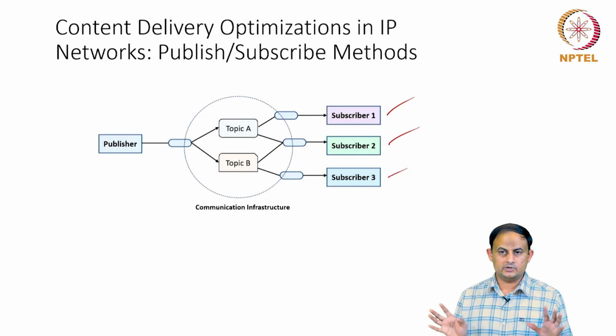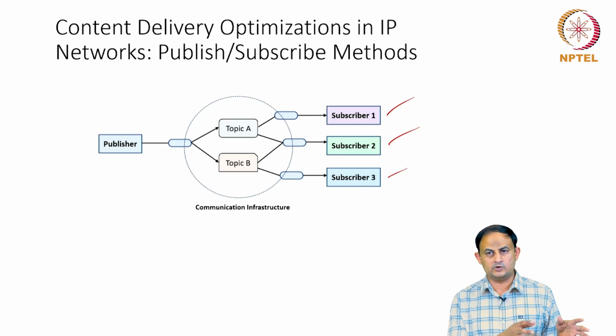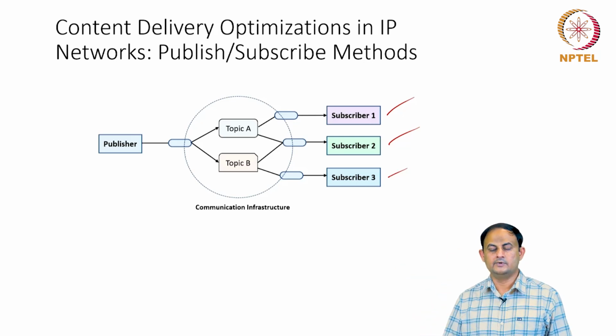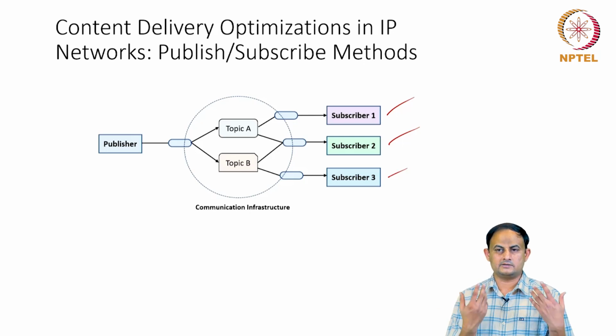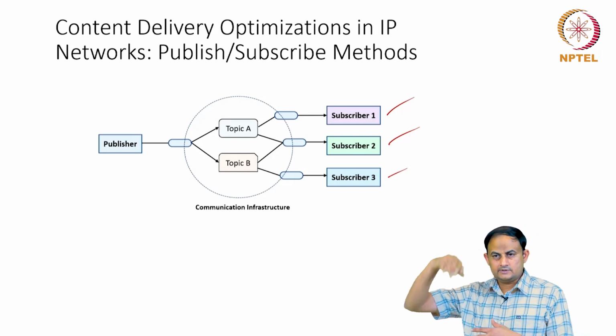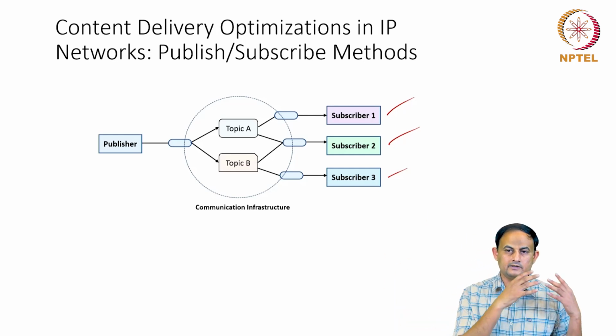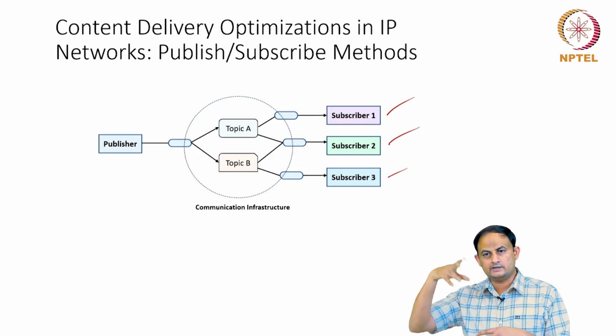The subscriber number 2 is interested in all the content that is related to sports, maybe cricket, tennis or other sports related stuff, and the subscriber number 3 is interested in something else. A subset of all the individual subscribers are interested in a subset of the total content being generated.